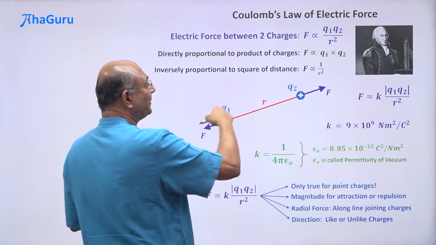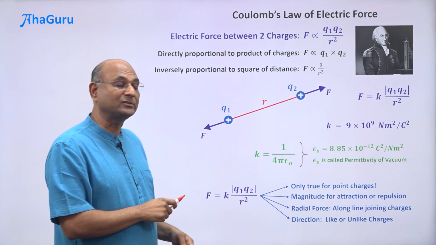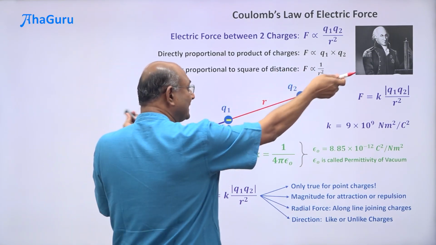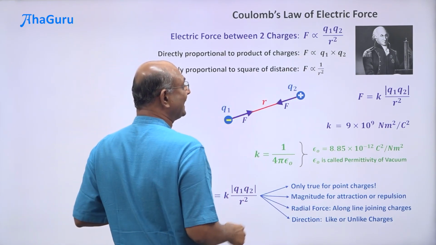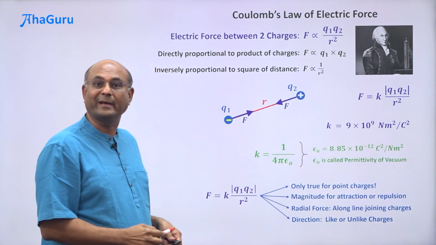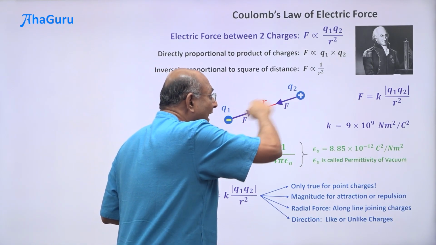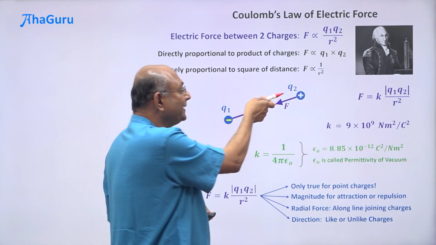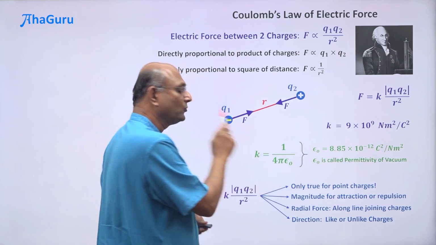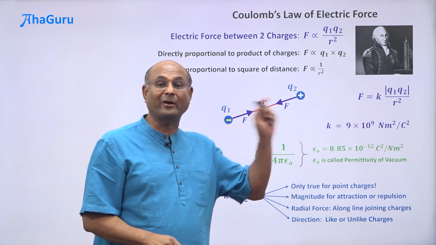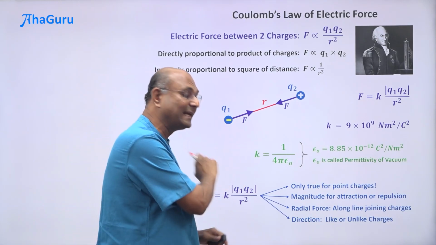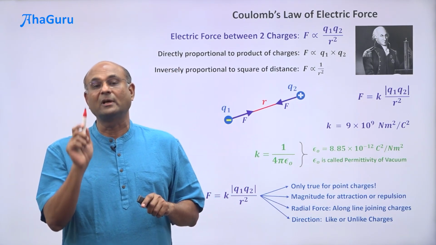So if I have plus and plus, that will be the direction of the force. Minus and minus, again the forces will be like this. But if I have plus and minus, they are going to attract, and so the force will be this way. Remember, always along the line joining, but it could be this way, it could be this way. Using the fact that like and unlike charges, you can figure out whether it's repelling or attracting, and you can find the exact direction of the force.